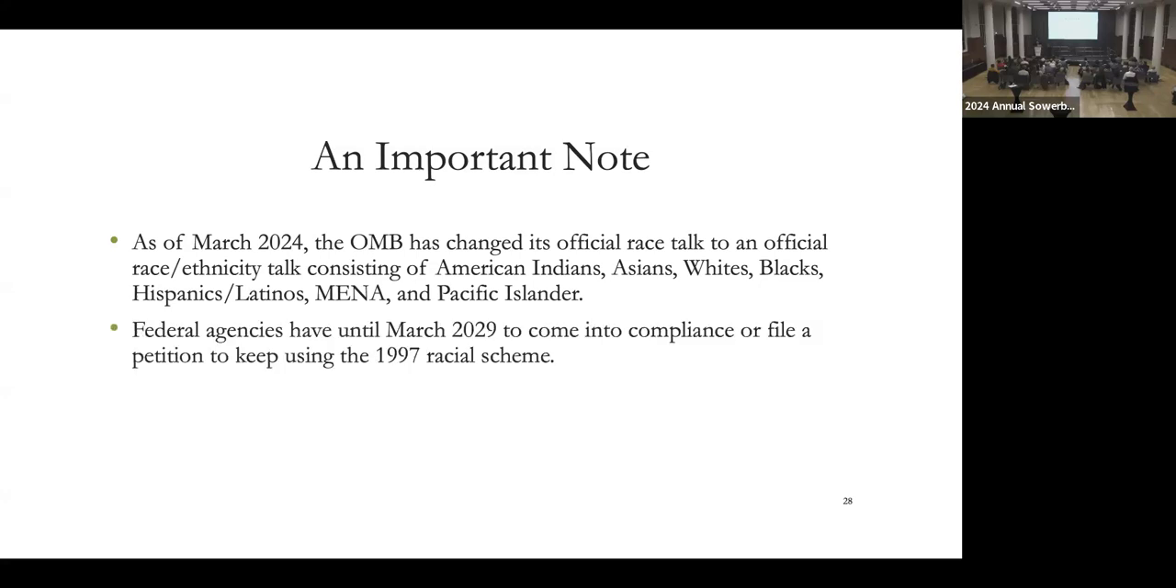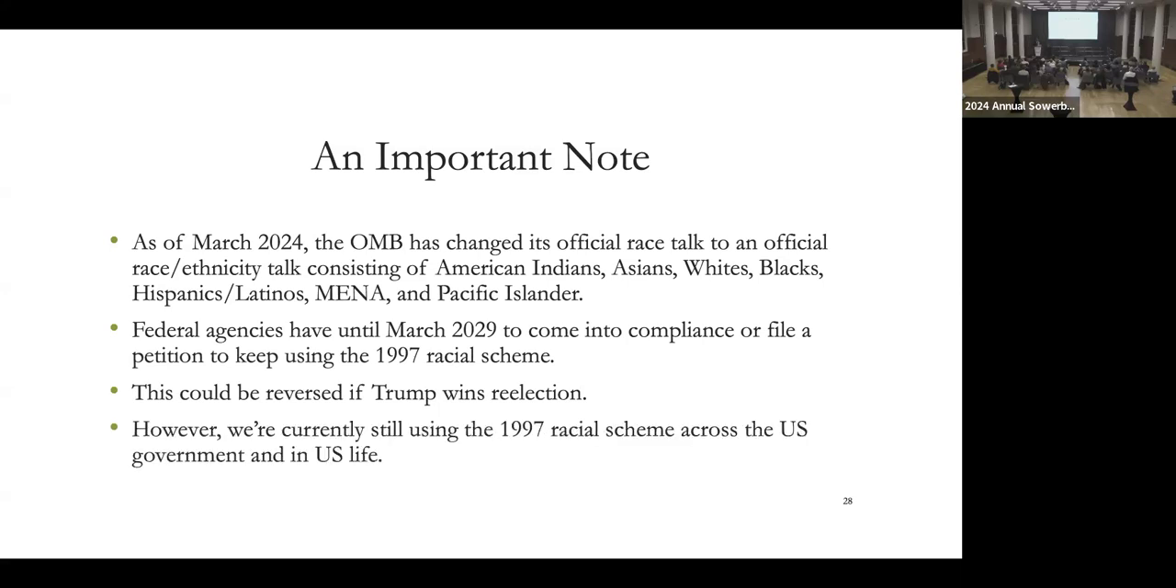In fact, it's unclear that the new racial scheme won't get rescinded, because this racial scheme was supposed to be rolled out in 2017 after Obama left office and Trump got elected. But whatever Obama had in plan, Trump just rolled back. So we'll see if he wins, and if he wins, what happens. All right. So we're still using currently the 1997 racial scheme.